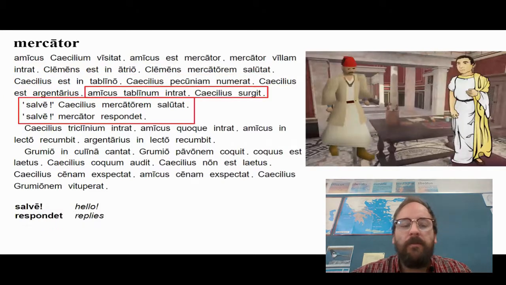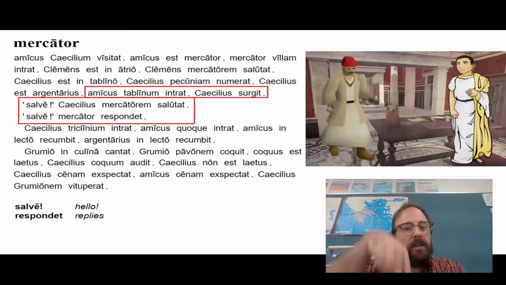Down at the bottom, you see that there are two words that we need for this. Salve means hello. And I've said that a couple times in the past few videos. I'm not sure if you picked up on that. Salve, hello. And respondet means replies or perhaps responds. Amicus tablinum intrat. What did the friend do? Caecilius surget. He was sitting. Caecilius surget.